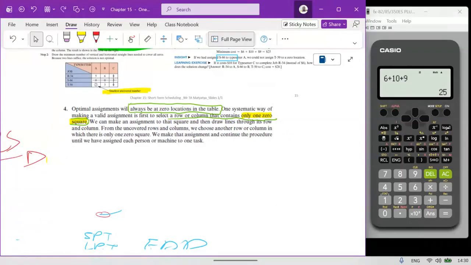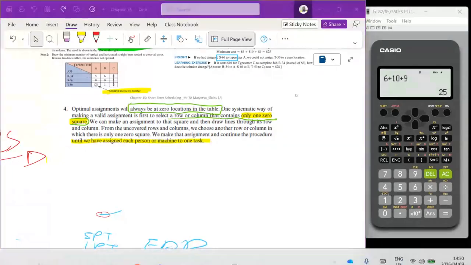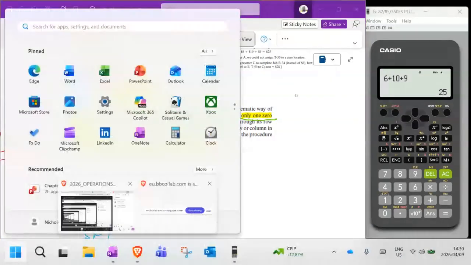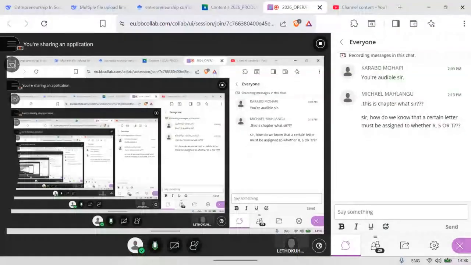The aim is to assign each person to one task. When we do it on the exercises, they seem to be much easier. You'll see when we do the test exercises, they will be much more straightforward than this one. This one is a little bit complicated, but you just need to practice it.